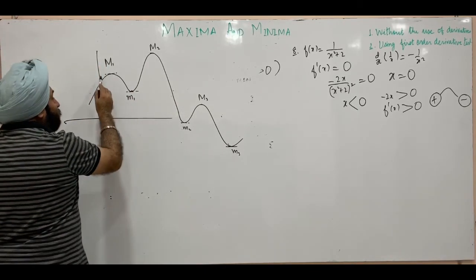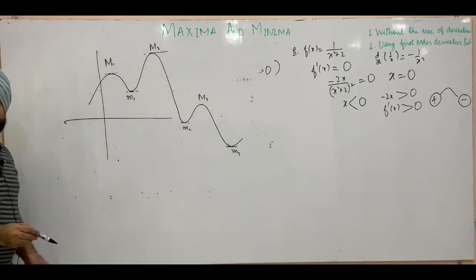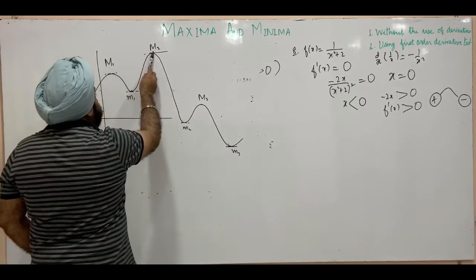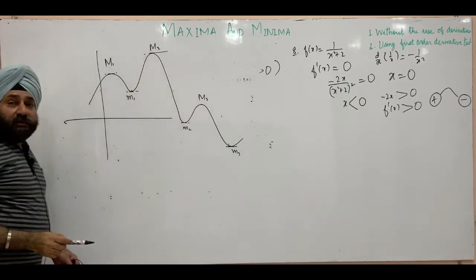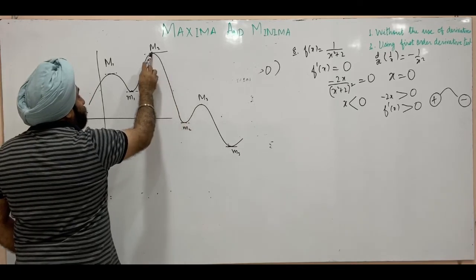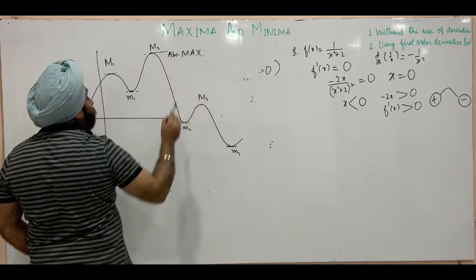At critical points, we observe that tangent is parallel to x-axis or dy by dx is equal to 0. That is why dy by dx is equal to 0. Solving this is always the first step in any question on maxima and minima. So this is a point of maxima. This is a point of maxima. This is also a point of maxima. Maximum out of these is this. This is the absolute maximum value.